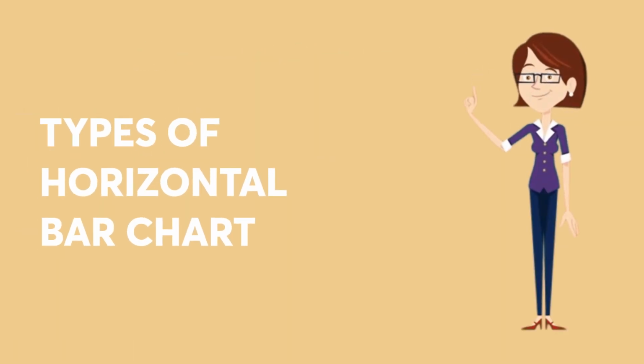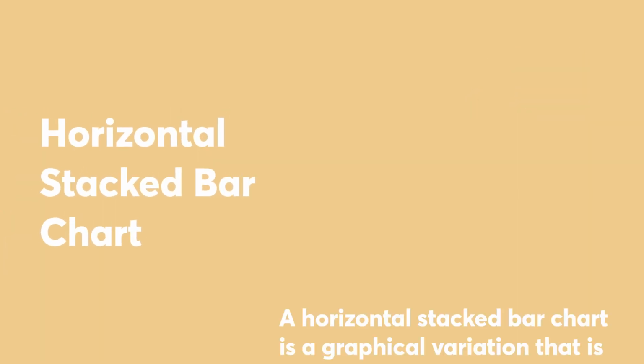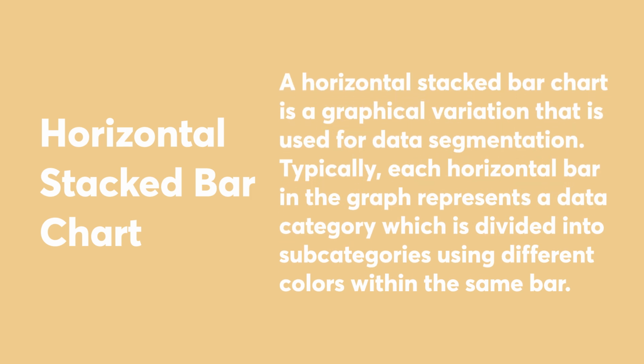Types of horizontal bar chart. First, horizontal stack bar chart. A horizontal stack bar chart is a graphical variation that is used for data segmentation. Typically, each horizontal bar in the graph represents a data category which is divided into subcategories using different colors within the same bar.